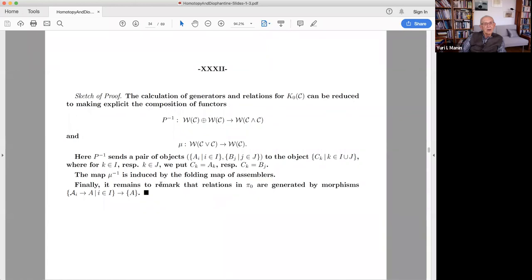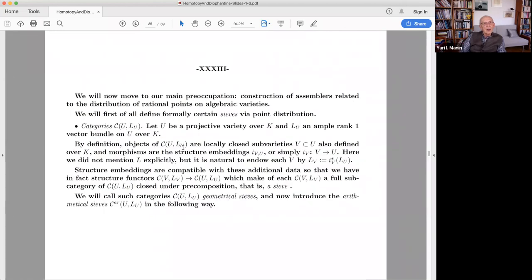Again, I will omit the proof here. And now we will move to our main preoccupation, construction of assemblers related to the distribution of rational points on algebraic varieties. So we know that we suggest to imagine assemblers via sieves. And so we start with rational points, but in the categorical environment, and explain what sieves are important for us.